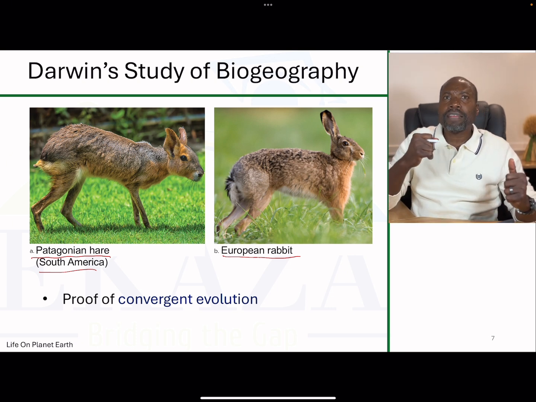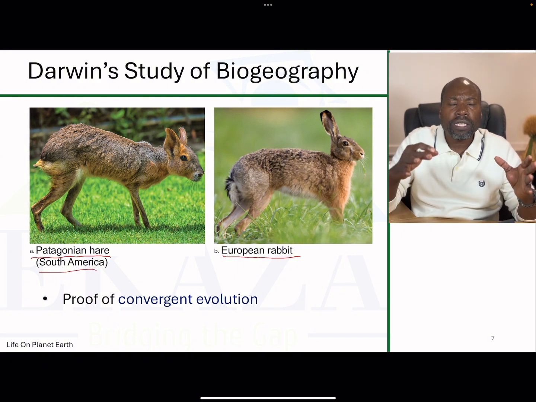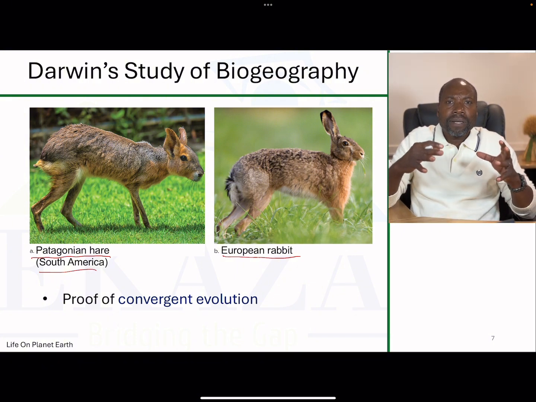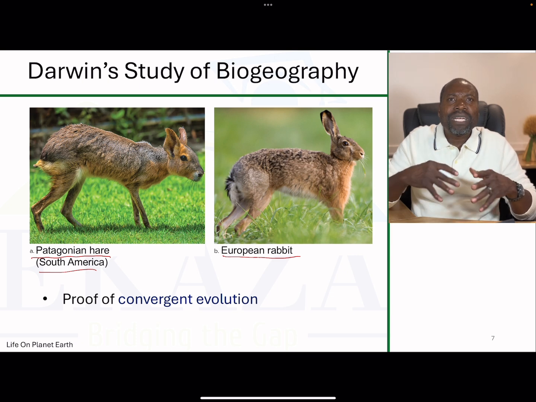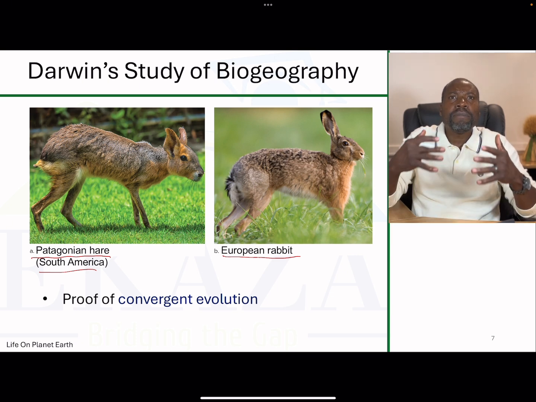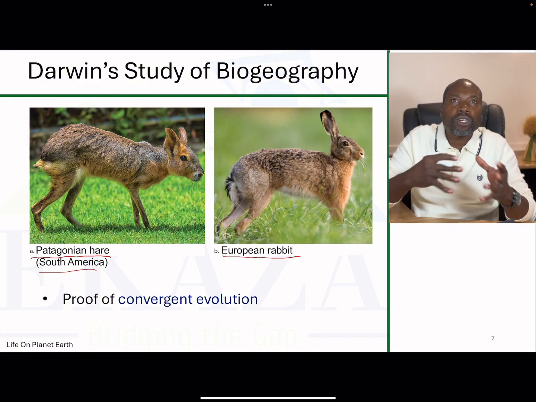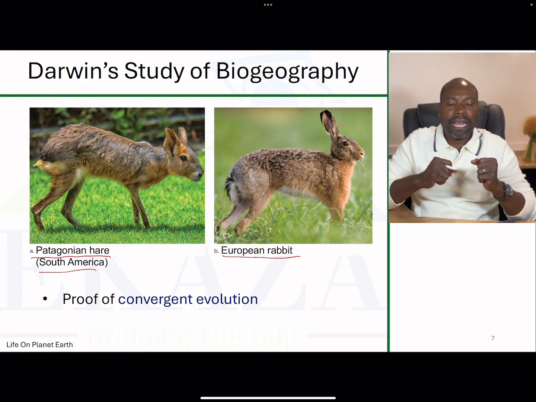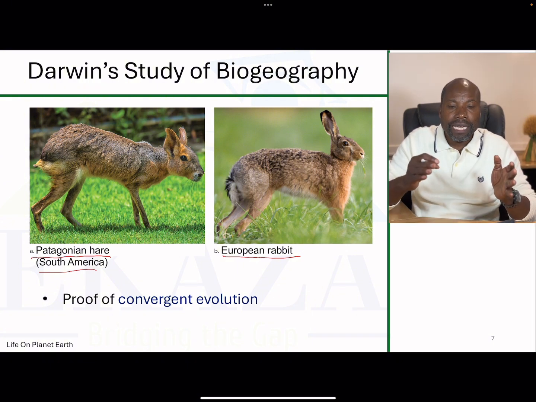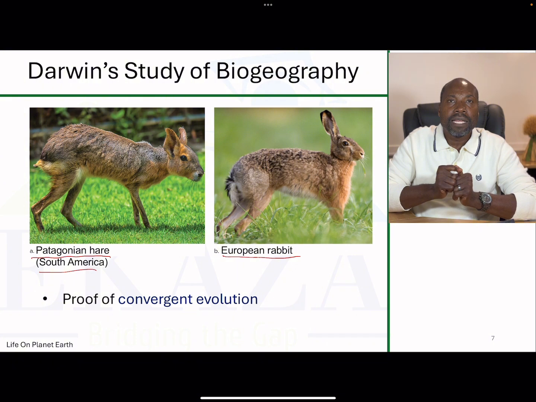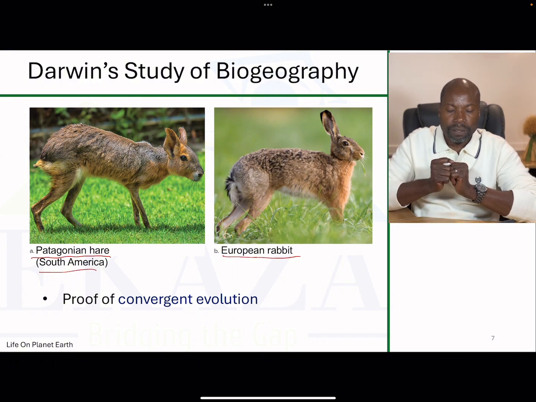So organisms can find themselves across the world, but if they find themselves in the same type of environment, they will tend to develop a similar response, causing them to kind of look like each other, right? Even though in terms of genetics, they may not have the same genetic history, okay? They may not have the same origin, right?